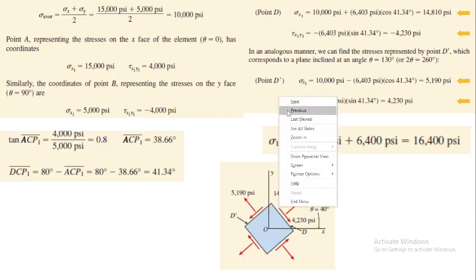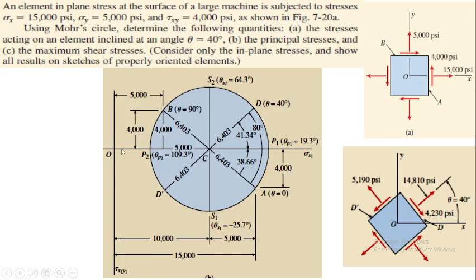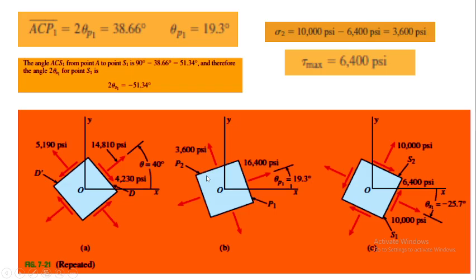If you go back, okay, from here to here, if you add 10,000 plus 6,403, this is your sigma 1. And if you take 10,000 and minus the radius, which is 6,403, it will give you sigma 2. So again, this is 16,400, and if you subtract 6,400 from 10,000, you will get 3,600, and this is the angle θp1 shown to you. Okay. And this is again the same thing that you have plotted here. They have shown you on the stress elements.